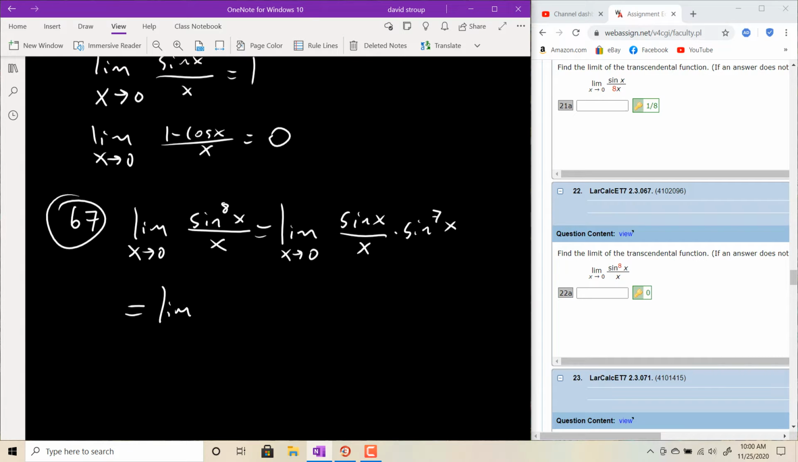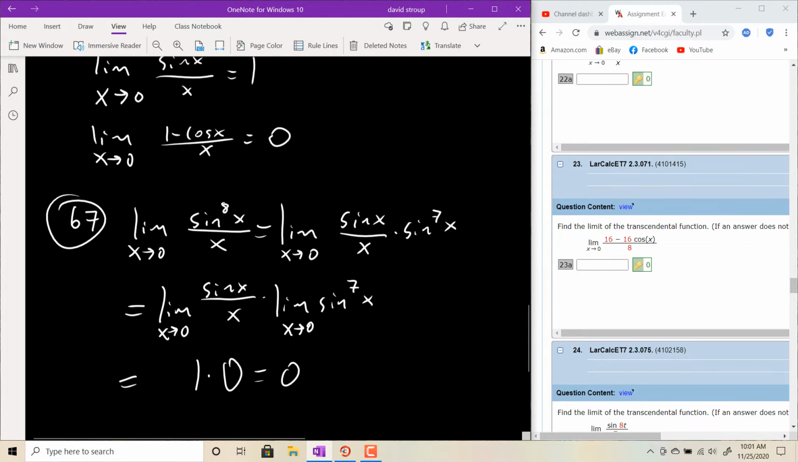In other words, we could rewrite this as the limit of sine of x over x times the limit of sine to the 7th x, sine x to the 7th, so long as those limits exist. Okay? If they didn't exist, you'd have to try something else, right? But we know these work. So the first one is 1. The second one, you could do a substitution. Sine of 0 is 0. And you just end up with 0.